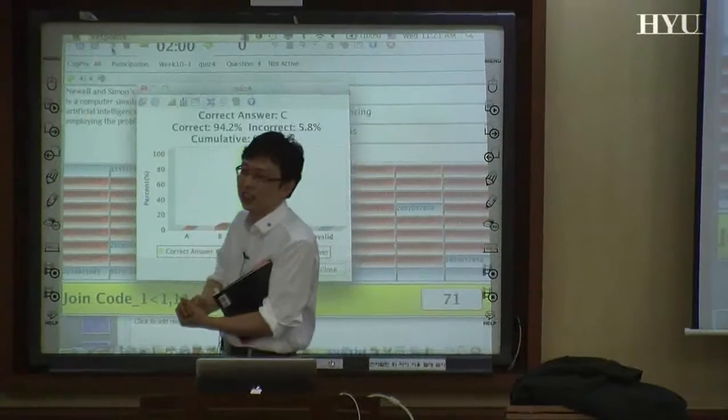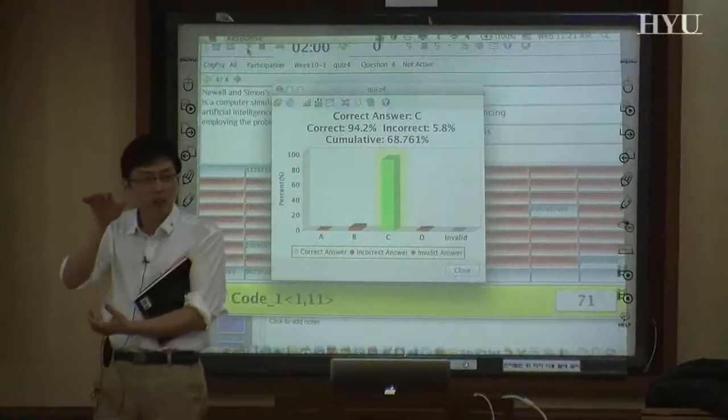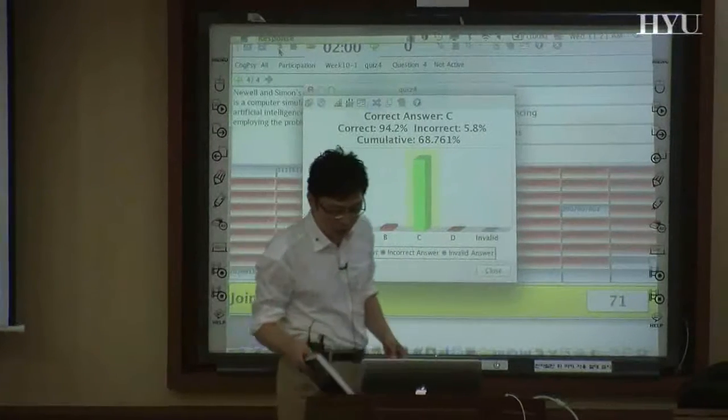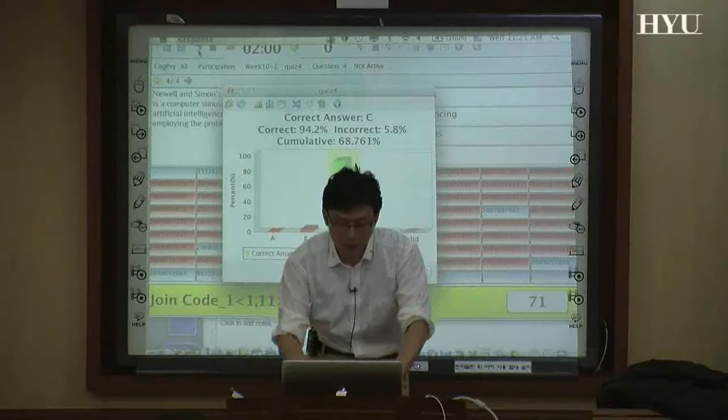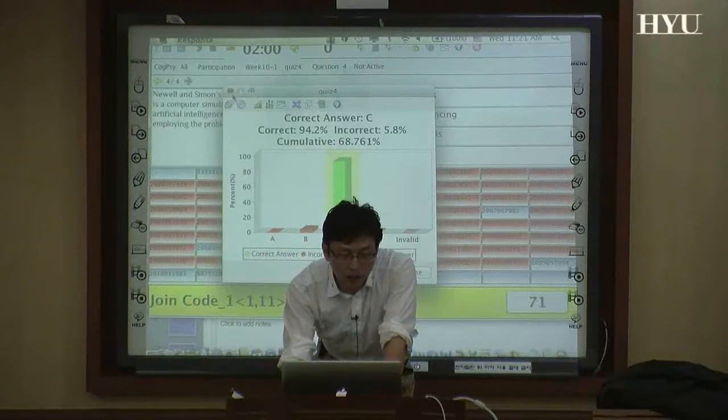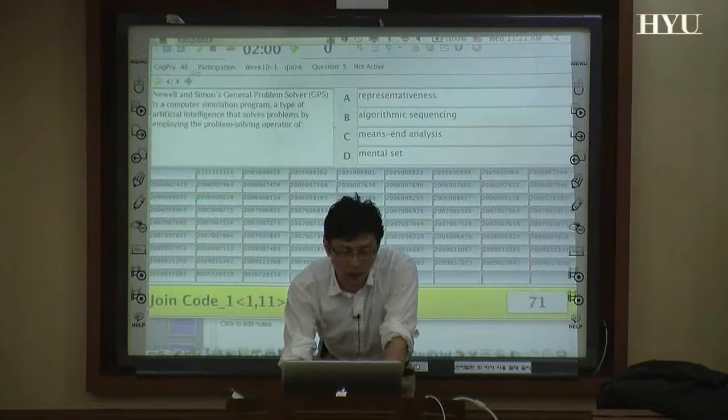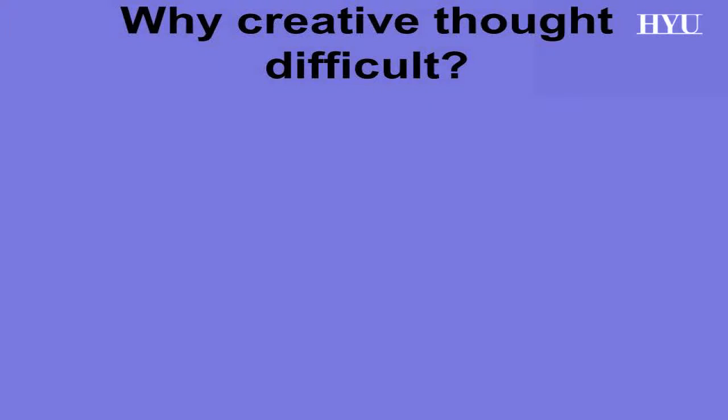The means-end analysis can do the global search to find the answer, right? So that's what GPS is tricky. I mean, it's not tricky. GPS has some advantage over other applications. So, very good. Okay, so we go for the lecture then.